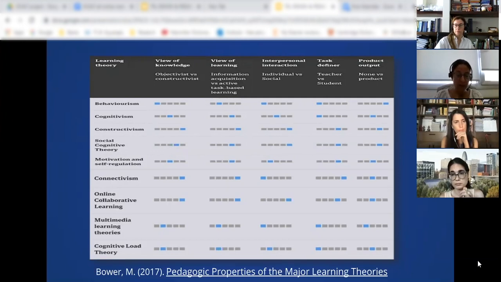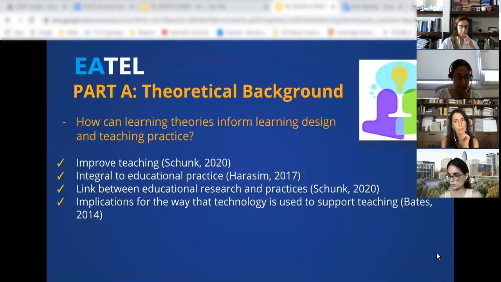For example, if the activity is to be completed socially rather than individually, then technologies with communication capabilities will most likely be required. Now, if students are to produce a final product, then a technology that enables creative output will often be needed. You can study this table in more detail at your own time. And we'll move on to the next slide.